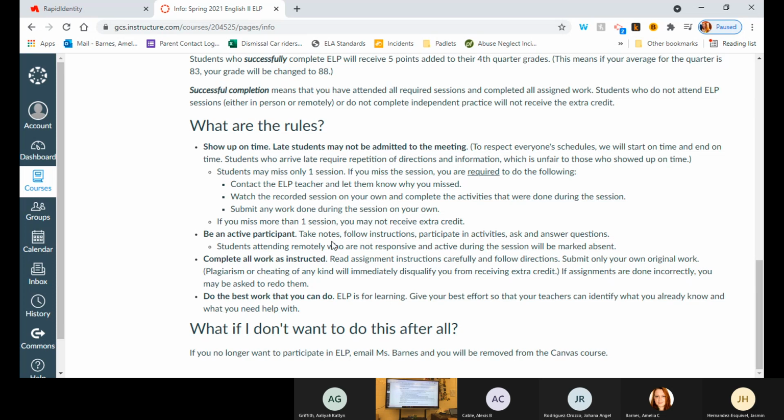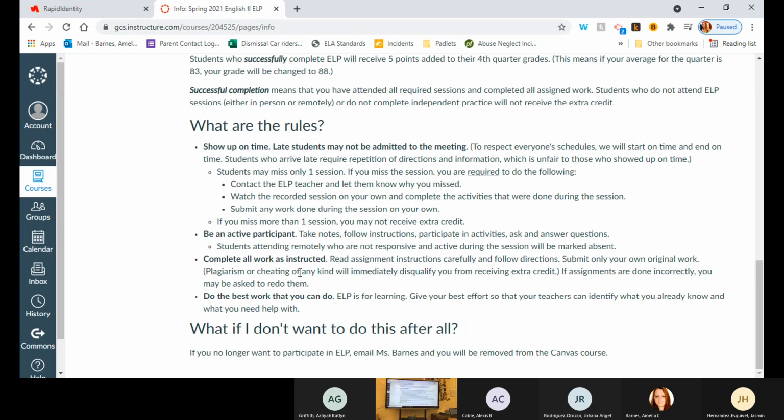Be an active participant, so that means taking notes, following instructions, participating in activities, asking and answering questions. If you log into the meeting but you're not participating online, then you will be marked absent, and that will keep you from being eligible for credit. So participation is required. All work has to be done as instructed.